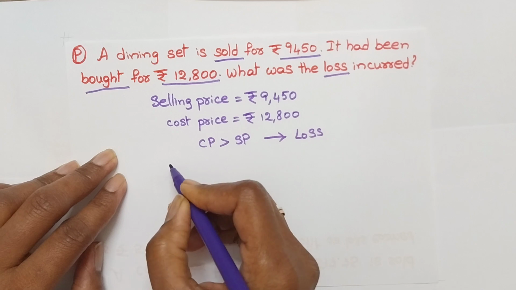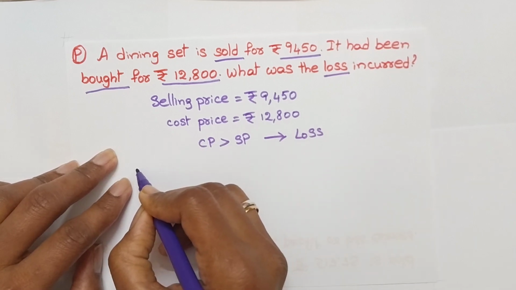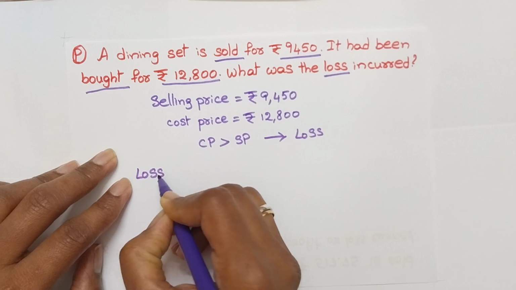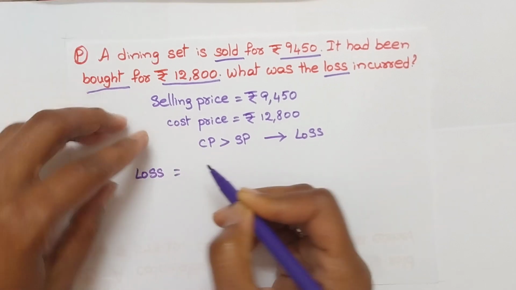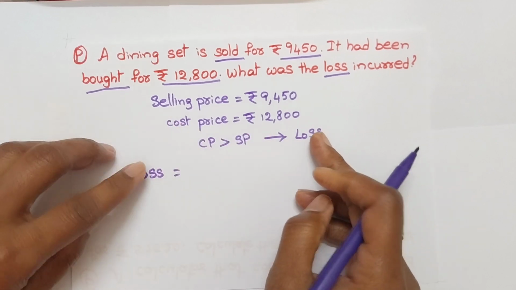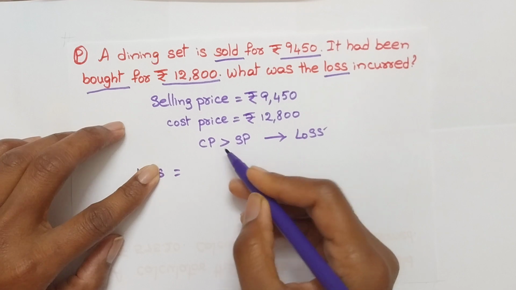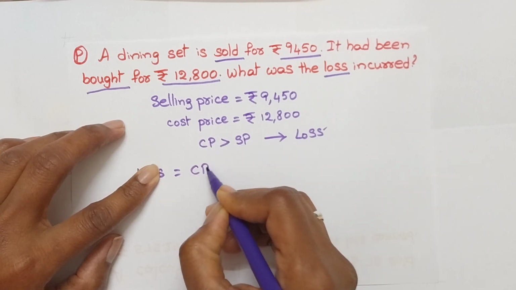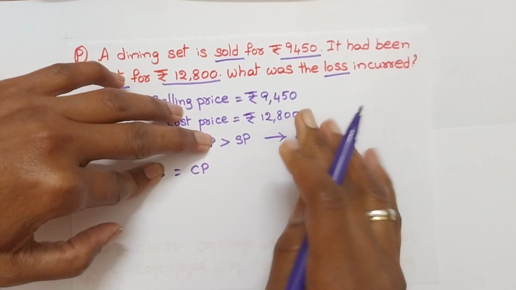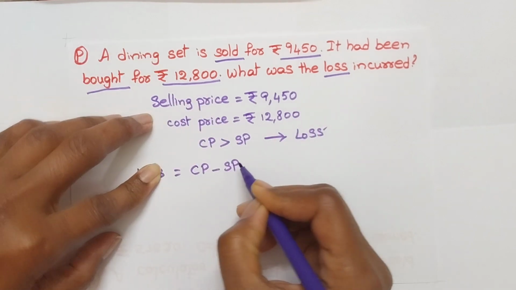We just need to write it. So what do we have to find out? Loss. There are three terms: cost price, selling price, loss. Among these three, loss is clear, used. Loss equals the greater value, cost price, minus the remaining one, selling price. Cost price minus selling price.